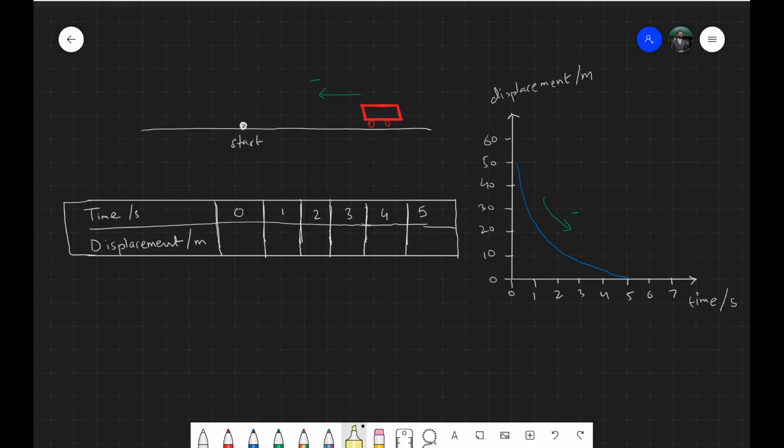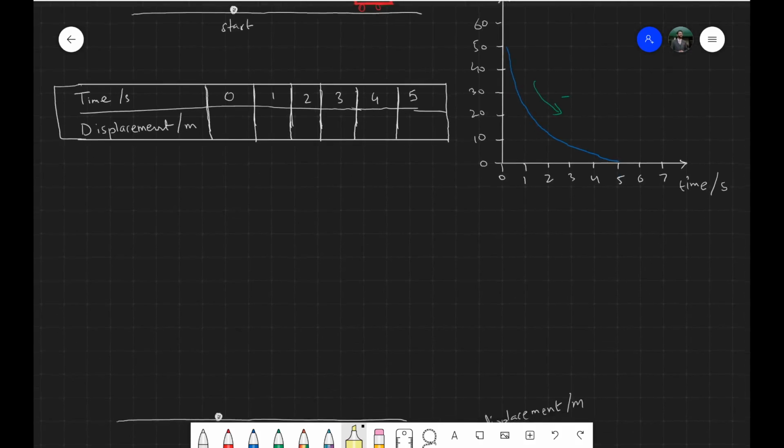The gradient is decreasing, which means that the velocity of the car is decreasing. The car is actually slowing down, or decelerating, when it's coming towards the starting point.